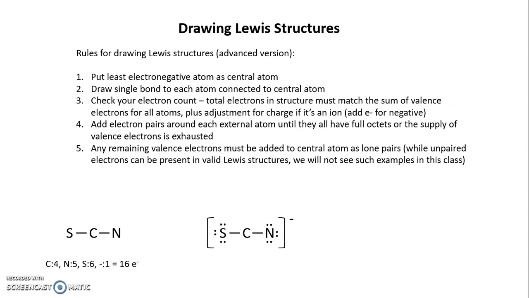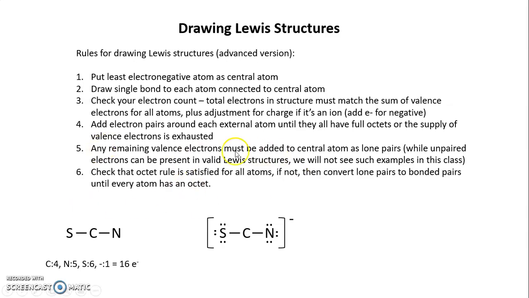Okay, so what do we have to do to get this to be the right structure? Well, since the octet rule is not satisfied for all the atoms, we're going to convert lone pairs into bonded pairs until every atom has an octet. Okay, and so here I'm going to take one of my lone pairs off the sulfur and one of the lone pairs off the nitrogen, and I'm going to move those electrons in so they're between the sulfur and the carbon and between the nitrogen and the carbon to get this structure here. And so that is certainly a valid Lewis structure for the thiocyanate ion. It has the right number of valence electrons, 16, and every atom has an octet.